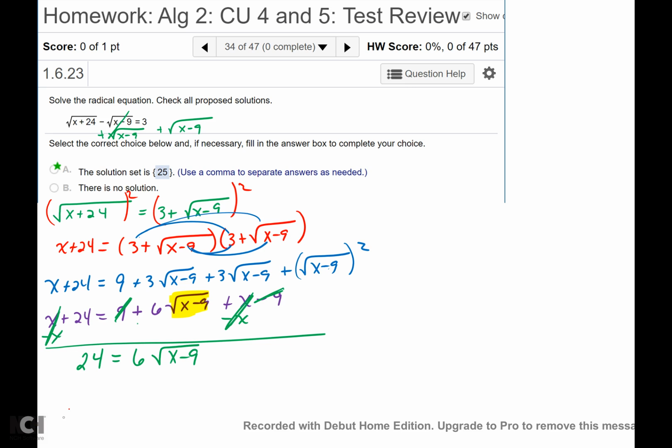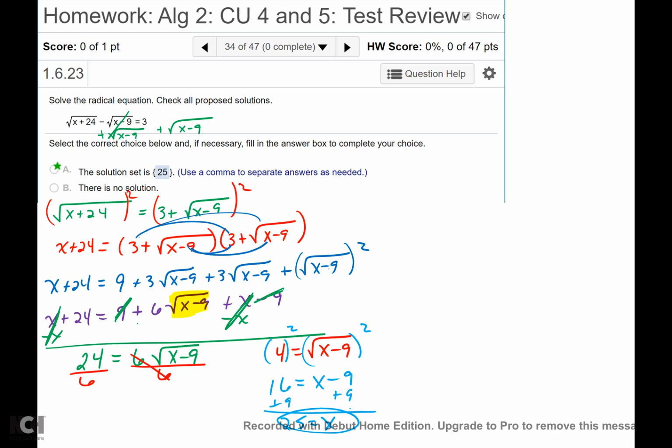To solve this, to isolate, I'm going to divide by 6. And I get 4 equals the square root of x minus 9. I've isolated that radical again, so now I can square both sides to kill it. And I get 16 equals x minus 9. Add 9, I get 25 equals x.